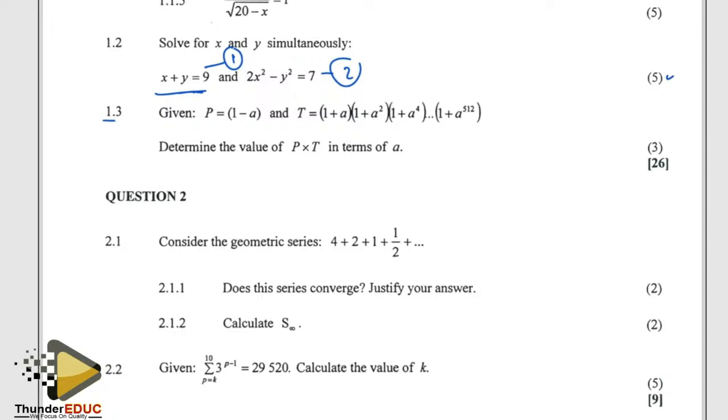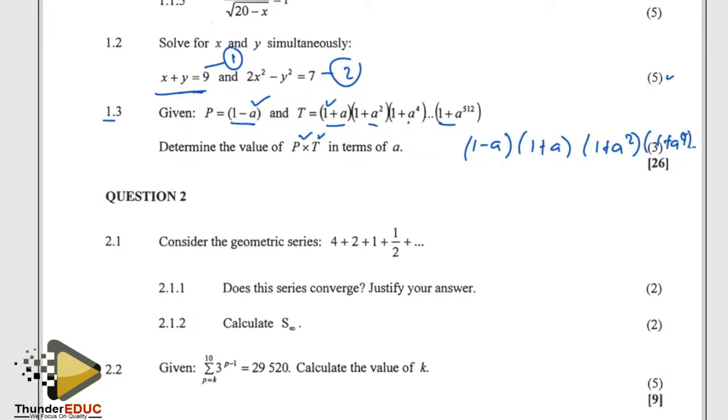This question is a bit tricky. They told us that P is 1 − a, and then T is the product of (1 + a)(1 + a²)(1 + a⁴) up until (1 + a⁵¹²). They want the product of P and T. So what I'm seeing is that if I get this multiplied by that, I'll have (1 − a)(1 + a), then (1 + a²), and then (1 + a⁴), and then the story continues.